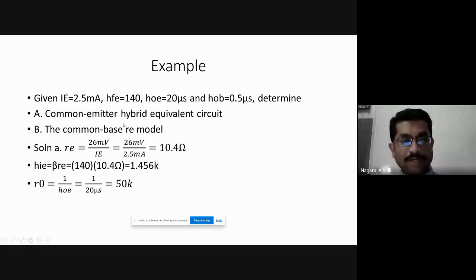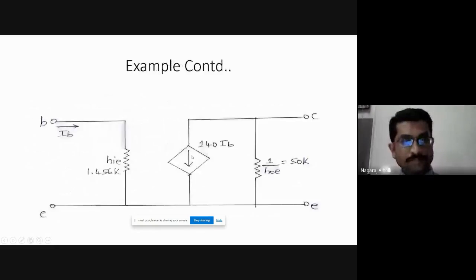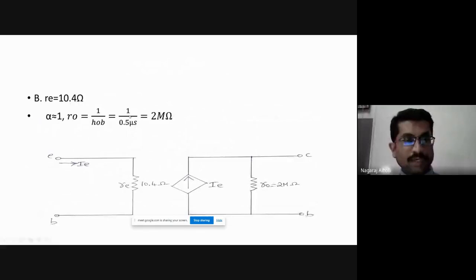models. Okay, the common emitter hybrid equivalent circuit and the common base RE model. The IE given is the same, 2.5 milliampere. The formula is the same, RE is 26 millivolt by IE for both. Therefore, the value will also be the same, 10.4 ohms. Alpha is approximately equal to 1, the standard current gain value given by the manufacturer.